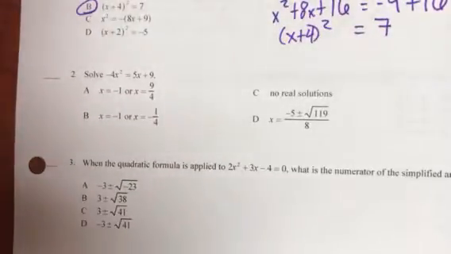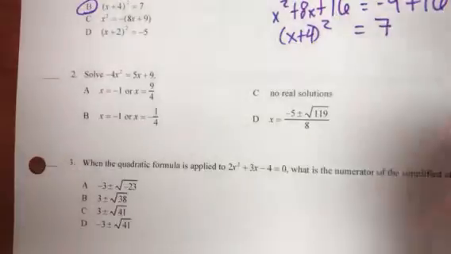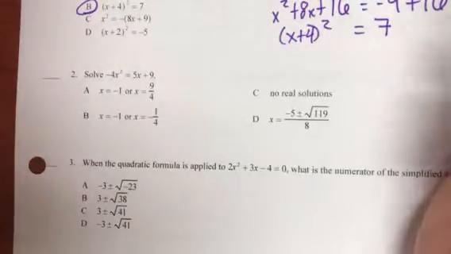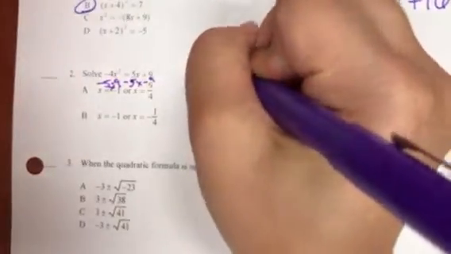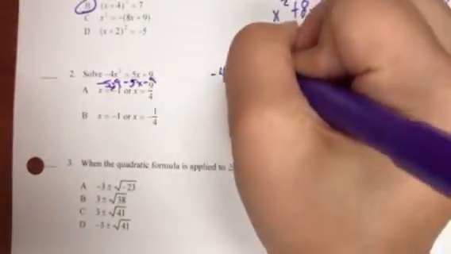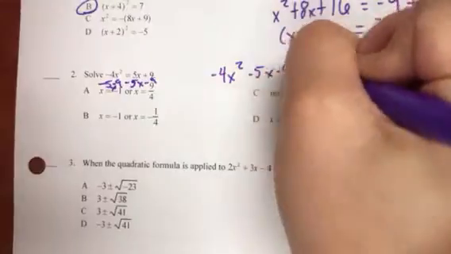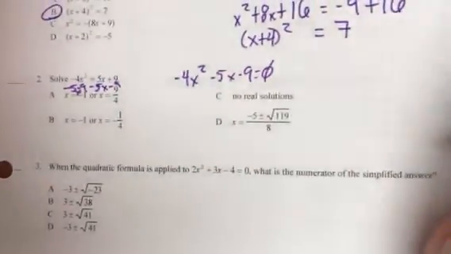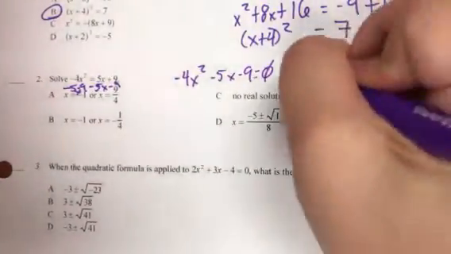Number 2, solve. It doesn't tell us how to solve. So we could do it one of two ways. I personally want to use the quadratic formula. So what I'm going to do is I'm going to subtract 5x and 9 from both sides. And I end up with negative 4x squared minus 5x minus 9 equals 0. And then I'm going to use the quadratic formula because to me that makes more sense.